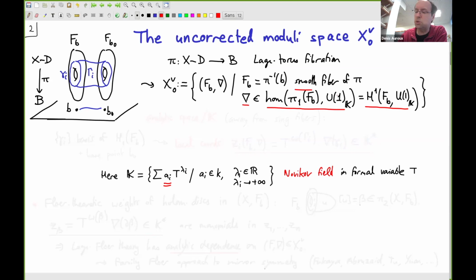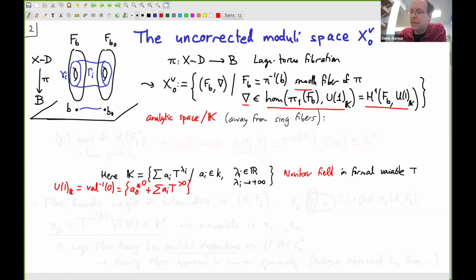The exponents are real, increased to infinity as usual in Novikov fields. And then what is U1? So U1 is the elements of valuation 0. So this is the elements where the leading term is some coefficient a_0 that's non-zero, plus, and then there's terms with positive powers of T.